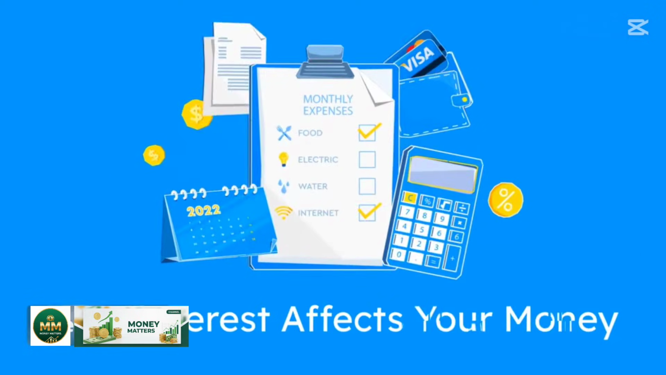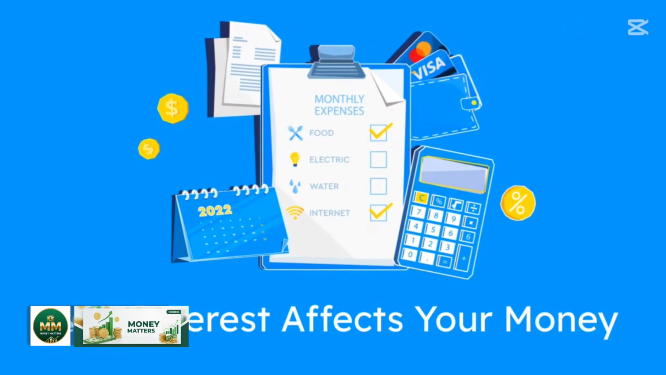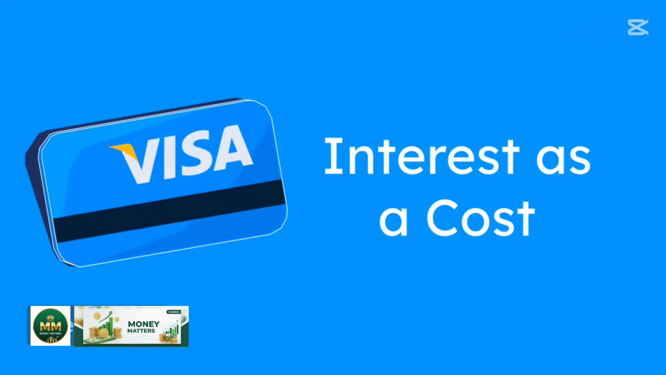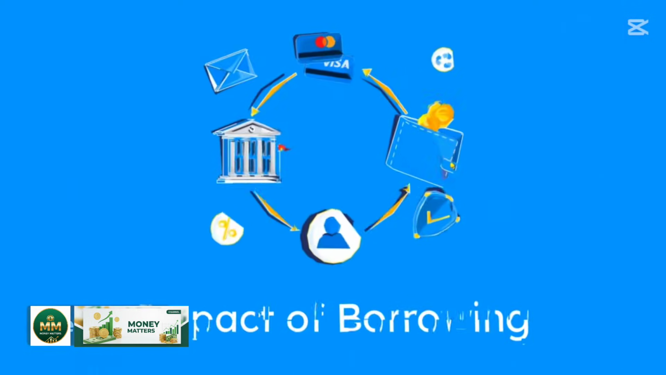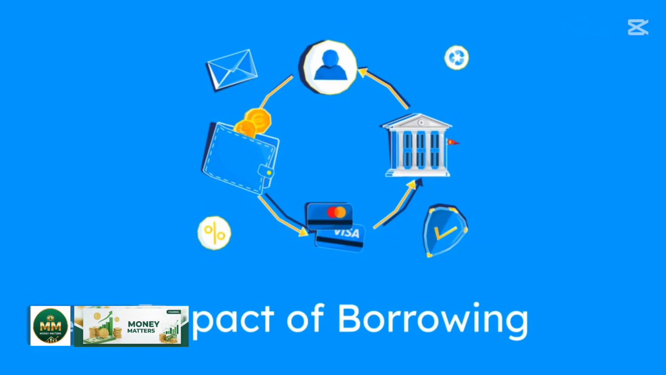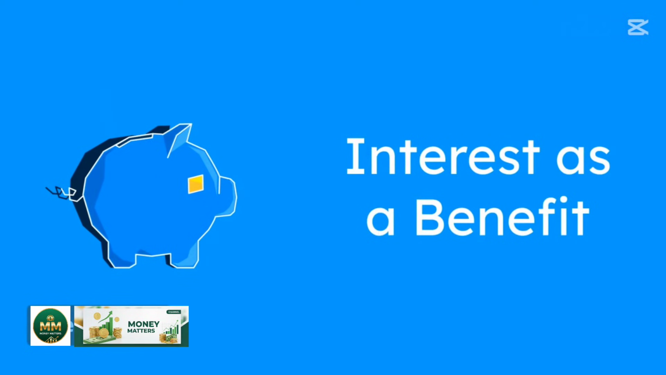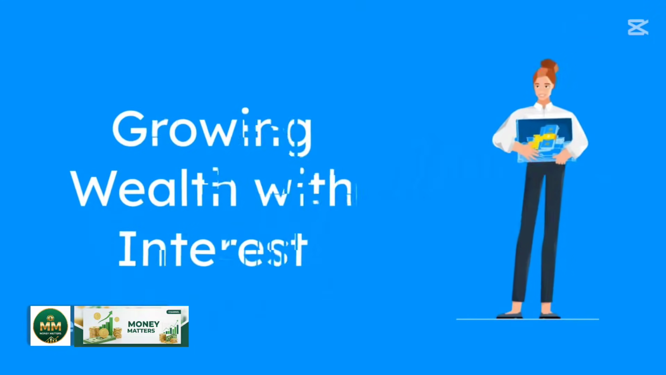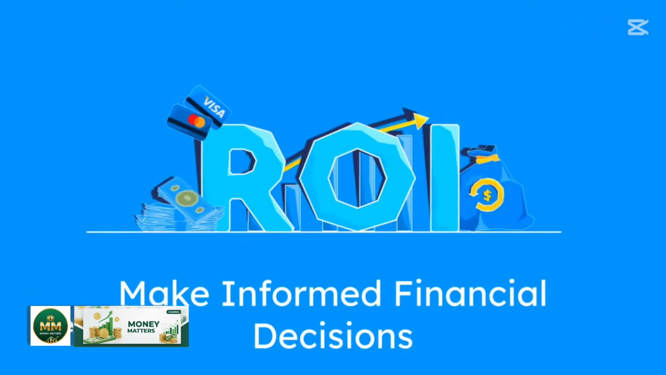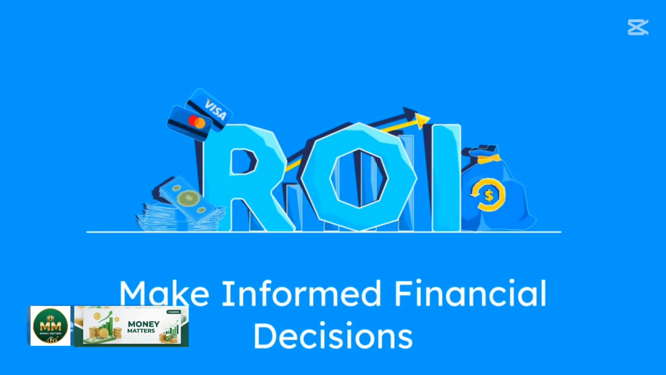Let's look at some real-life examples of how interest affects your money, both as a cost and as a benefit. Our first scenario shows interest as a cost, typically seen in debt or credit cards. It represents money you owe. Here, we illustrate characters spending and borrowing money, highlighting the impact of high interest rates. Next, let's explore interest as a benefit, particularly when it comes to savings and investments. In this scenario, we show characters saving money and watching their investments grow because of interest. Remember, understanding how interest affects you is essential for making informed financial decisions.